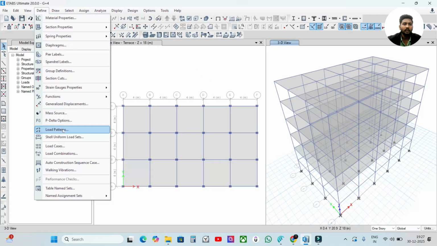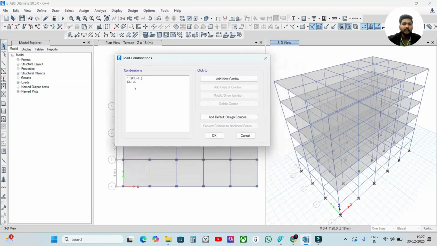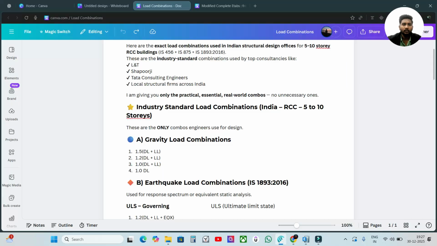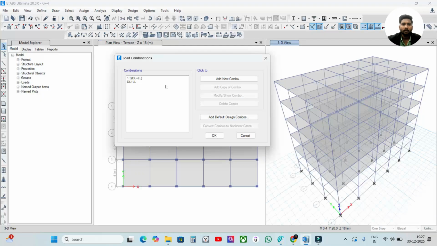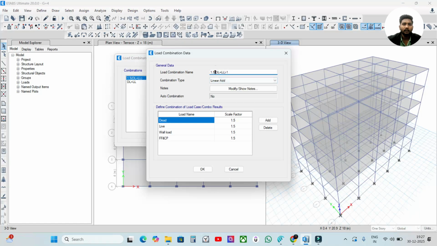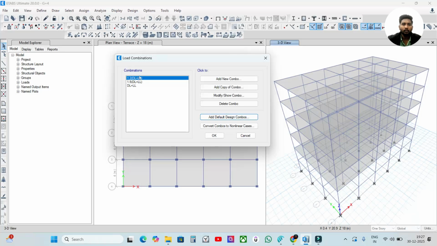Then we go to Define, and in Define we go for Load Combinations. Here you can see that 1.5 dead load and dead load plus live load are present. So now how to add the earthquake and all these loads. As 1.5 has been added, we will first add 1.2 also. Just choose this, then click on Add Copy of Combo. Put the value as 1.2, change the scale factor from 1.5 to 1.2, and click on OK. You can see that the load combination has been added.